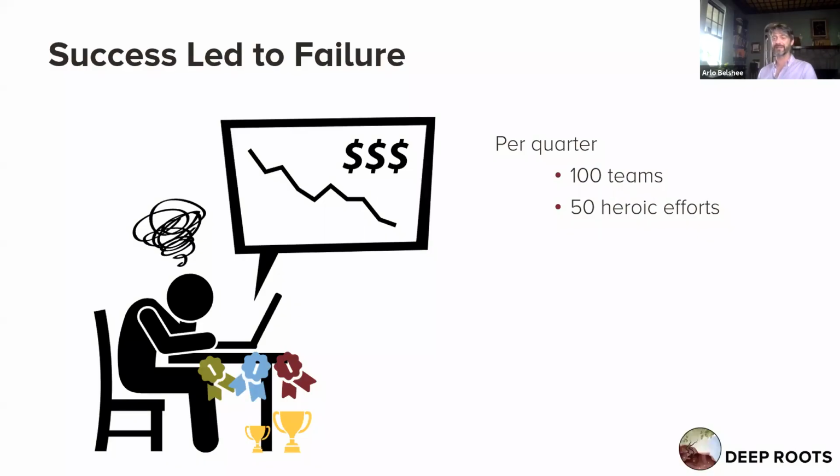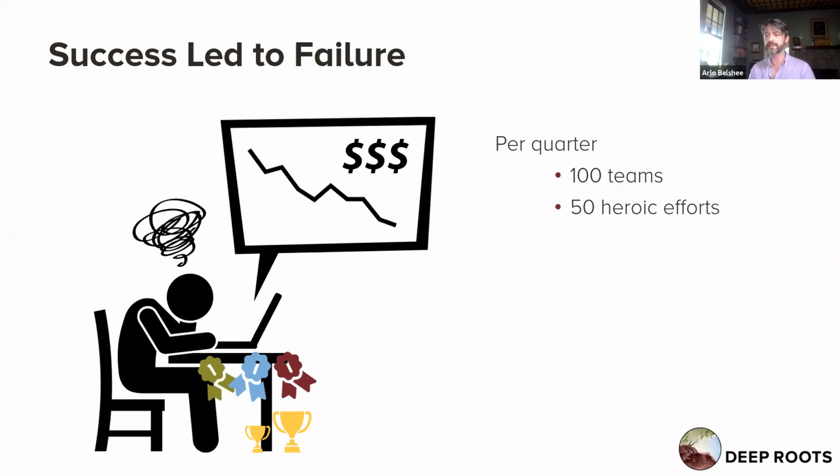We said this team had everything we need. So the problem here is a fine example of success leads to failure. Each quarter, this group had like 100 teams. It's a little over that, but like 100 individual teams. And each quarter, there were something like 50 heroic efforts where a team made a fundamental change and improvement. As a result of that change, they would reduce the bugs that team created by 50%, and the bugs created by two additional teams by another 25%. That had a fantastic effect, right?